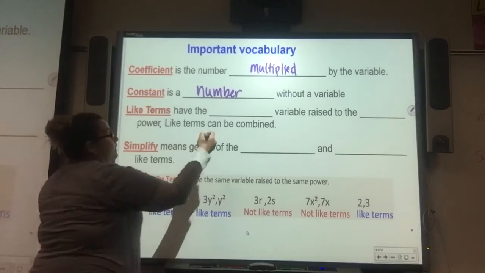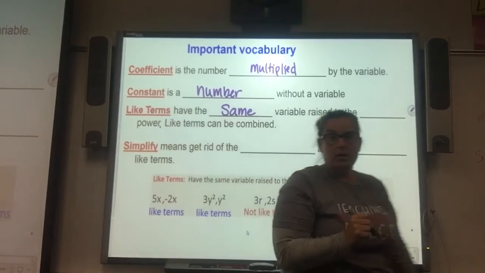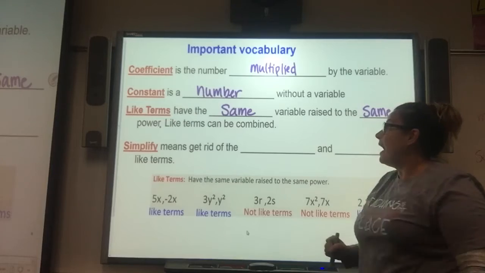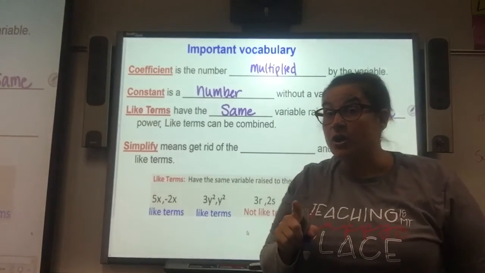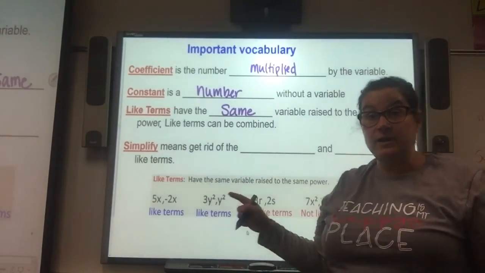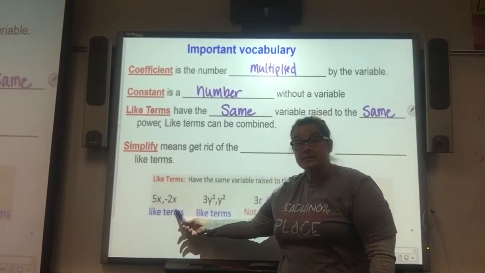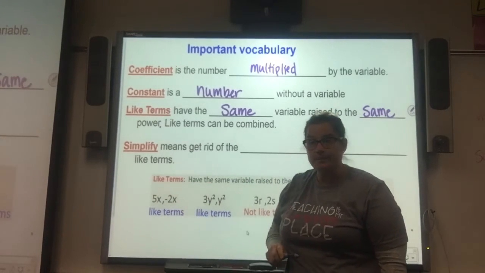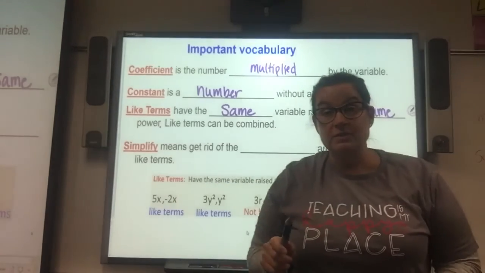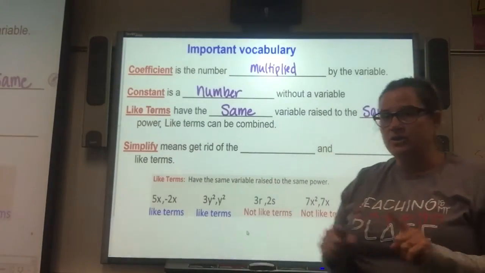Like terms have the same variable raised to the same power. Like terms can be combined, and that's what we talked about on Friday last week. So for example, 5x and negative 2x are like terms because they both have x's. 7x squared and 7x are not like terms because one's raised to the second power and one is not. So they are not like terms.